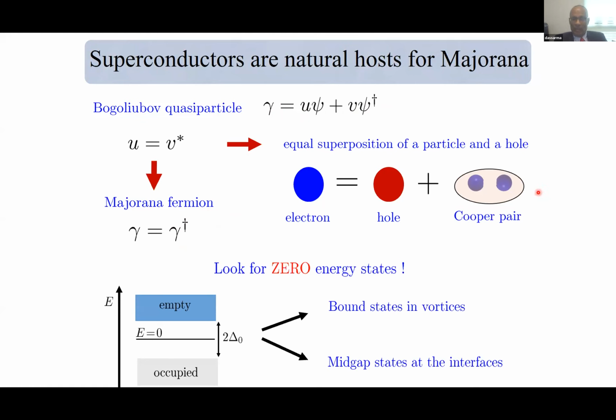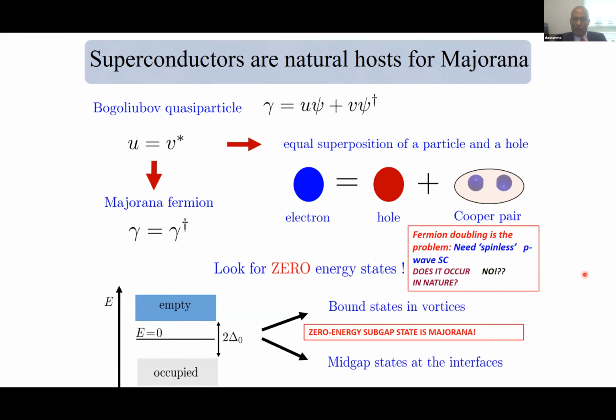And why is this magical? Why can it happen in a superconductor? Because in a superconductor, Cooper pairs come for free. So you can change an electron into a hole by just adding a Cooper pair. This is why it allows you to construct a Majorana in a superconducting gap. But the problem is, in an ordinary s-wave superconductor, you cannot do that.